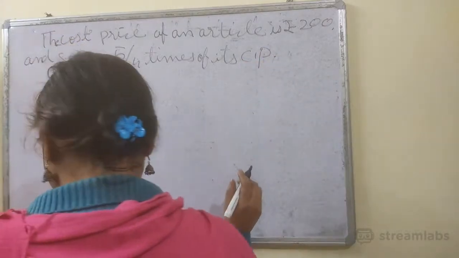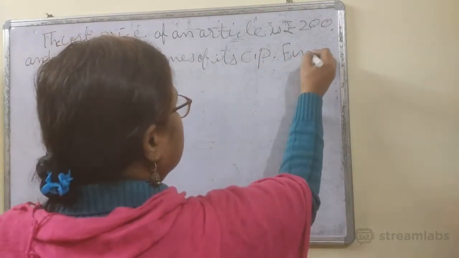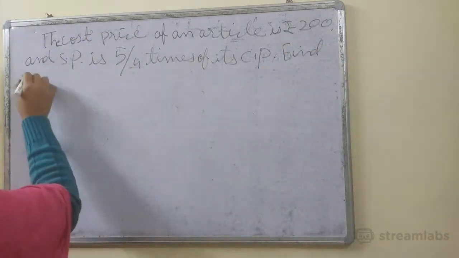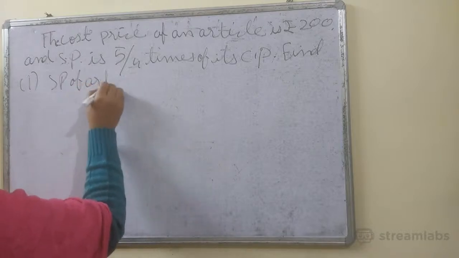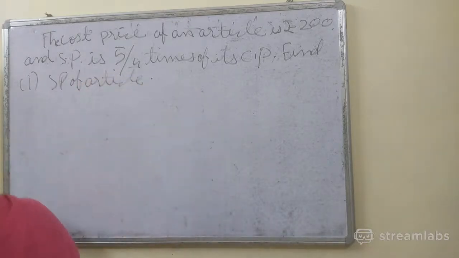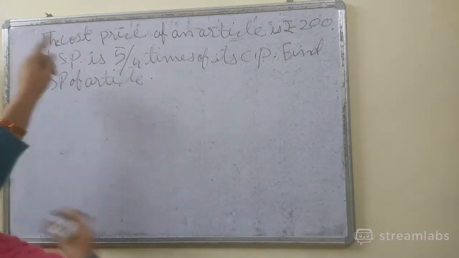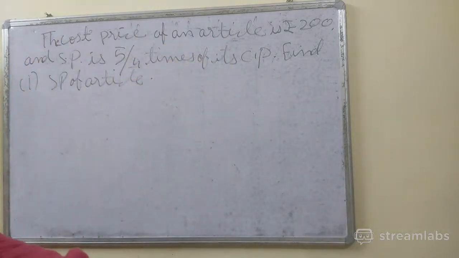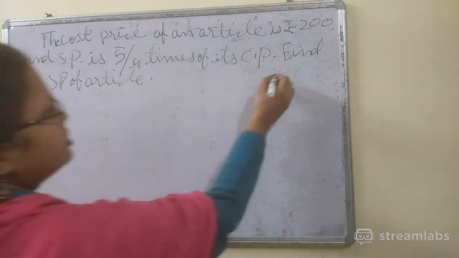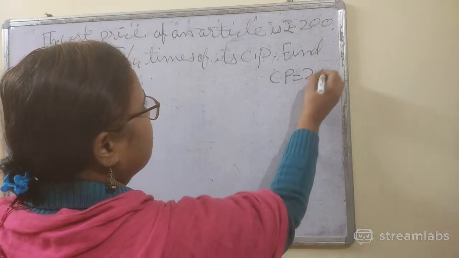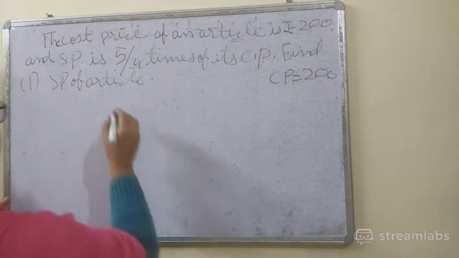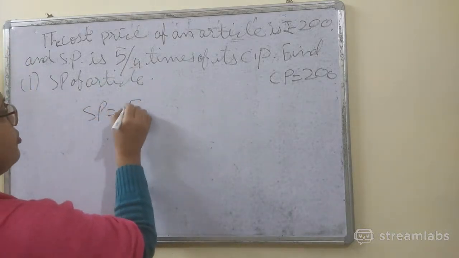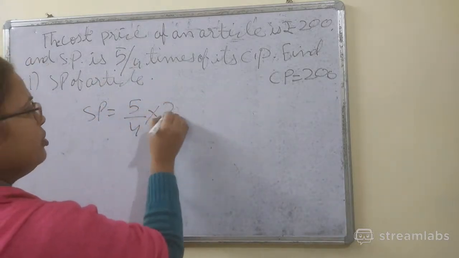Okay, cost price means CP. Then find, first one, the SP of the article. You have to find this one first. So find out the SP of the article. CP is given what here? 200. CP is given 200. Clear? And SP is what? 5 by 4 times of its CP. So SP will be equal to 5 by 4 into 200.